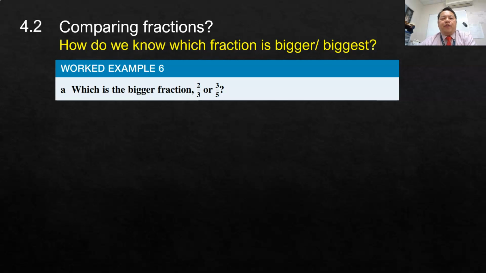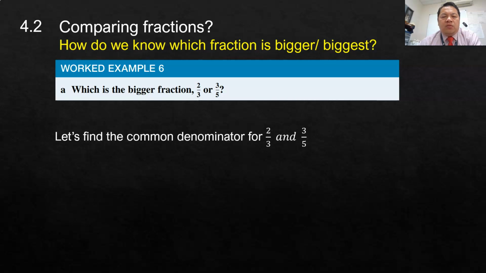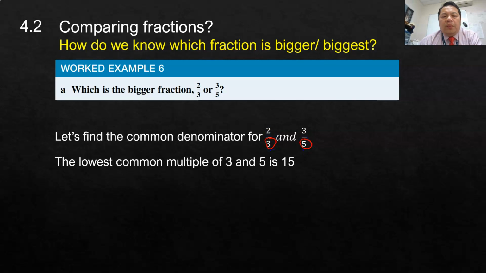How do we compare fractions? How do we know which fraction is actually bigger than, or the biggest among those fractions presented? So using this example, 2/3 or 3/5, which is bigger? First and foremost, we need to find the common denominator for 2/3 and 3/5. Remember, denominators are the numbers below, isn't it? Which is 3 and 5. So the lowest common multiple of 3 and 5 is 15.